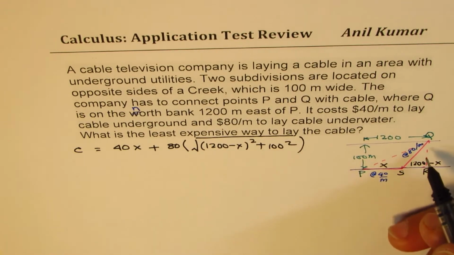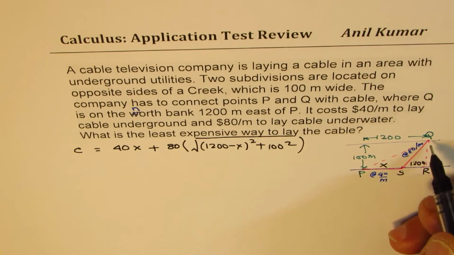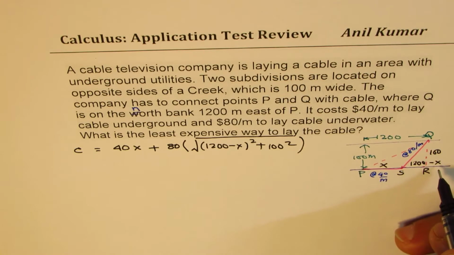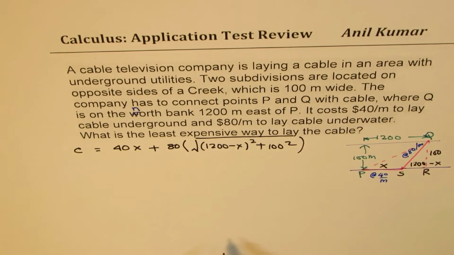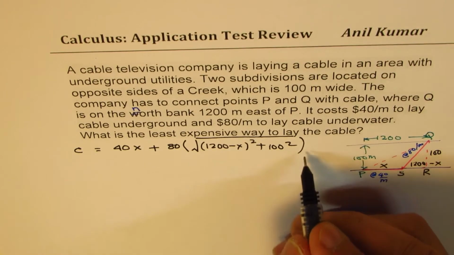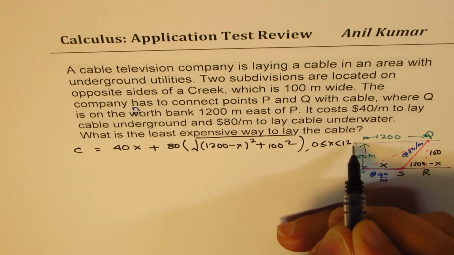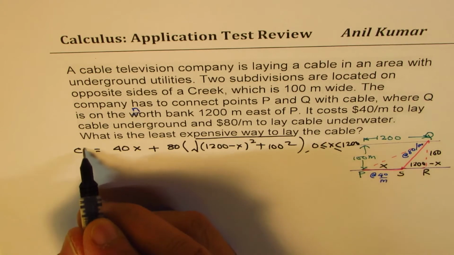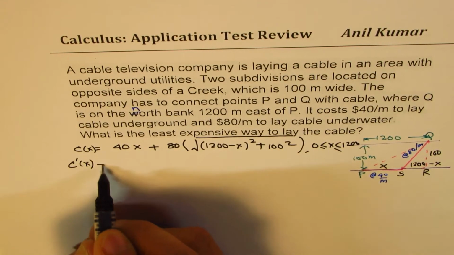Is it okay? So QS is the hypotenuse of a right triangle where the sides are 100 and 1200 minus x. So that will be the length SQ. Correct. As far as the x value is concerned, x could be 0 and could be up to 1200. So that is the boundary condition for x. Now this is our variable x. To find the minimum cost, let's find its derivative.